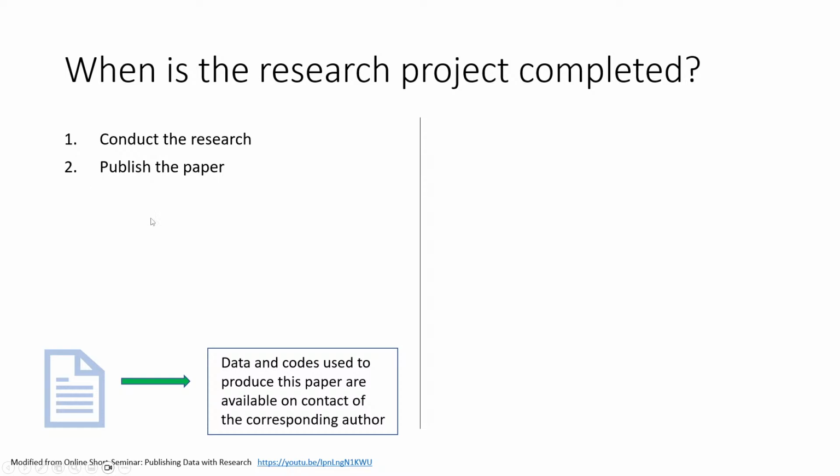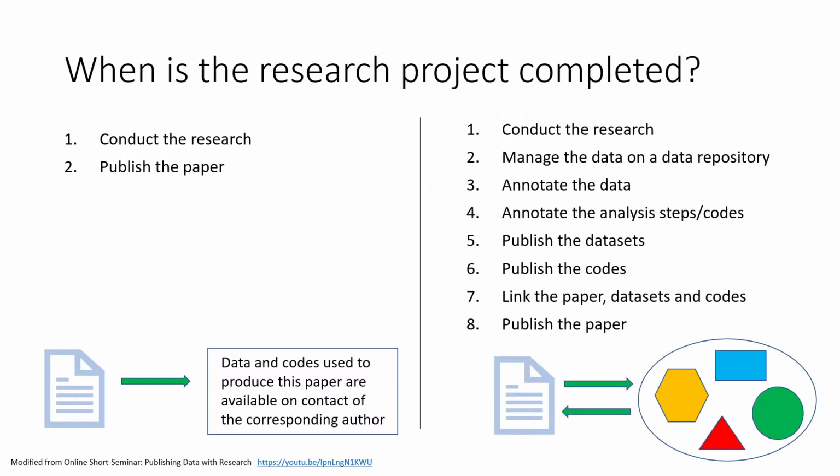When you publish the paper, the data and codes used to produce this paper are available on contact of the corresponding author. At the end of your publication or report, you put a statement like this. But there is a shift now, and this will probably not be acceptable in most journals. Now you conduct your research, you manage your data in a data repository, you annotate your data, you annotate the analysis steps and the code, you publish the data set, you publish the code, you link the paper and the data set to the code, and then you publish your paper.